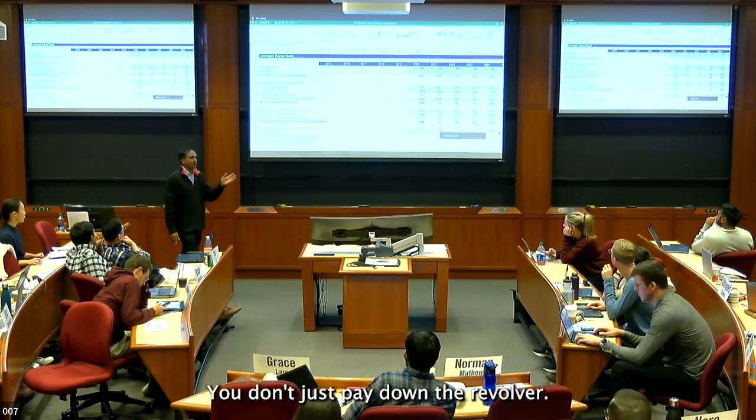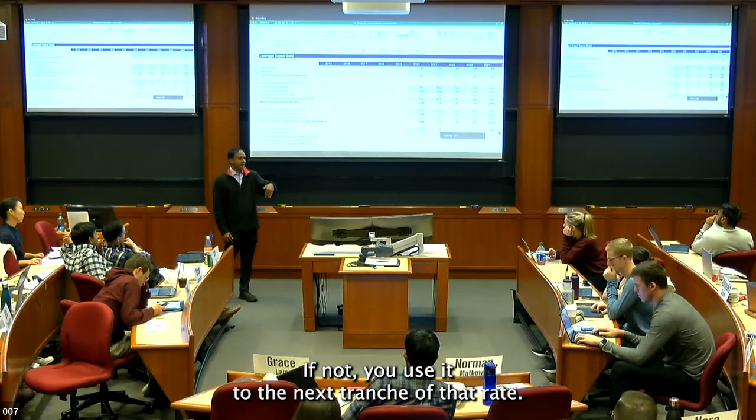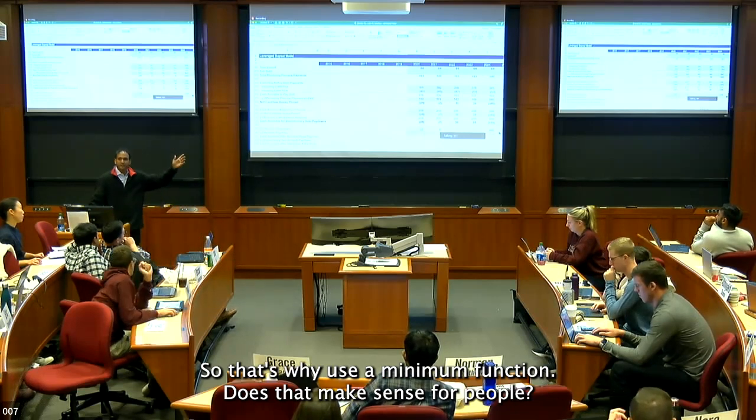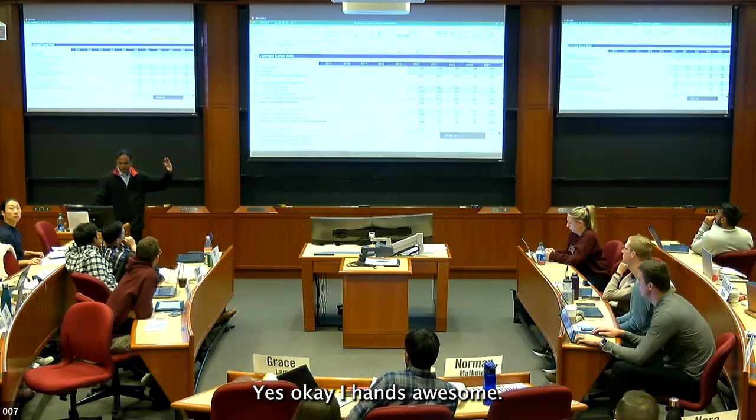You don't just pay down the revolver. If there's a balance in the revolver, you pay it down. If not, you use it on the next tranche of debt, right? So that's why you use a minimum function. Does that make sense for people? Yes? Okay, a lot of nodding heads, awesome.